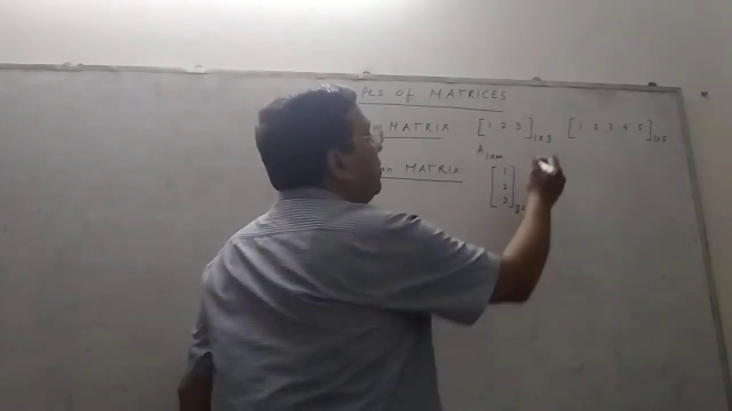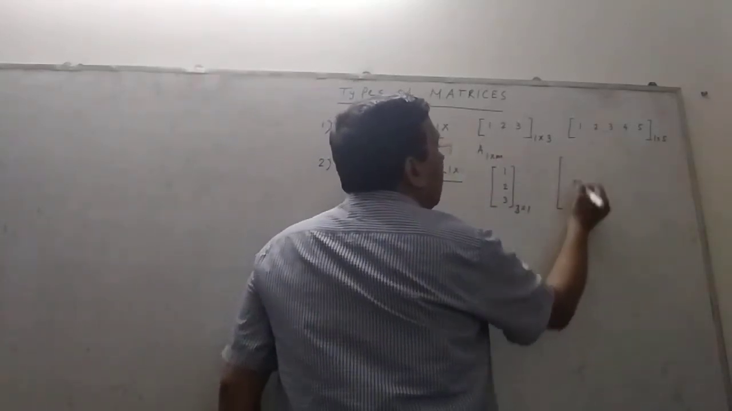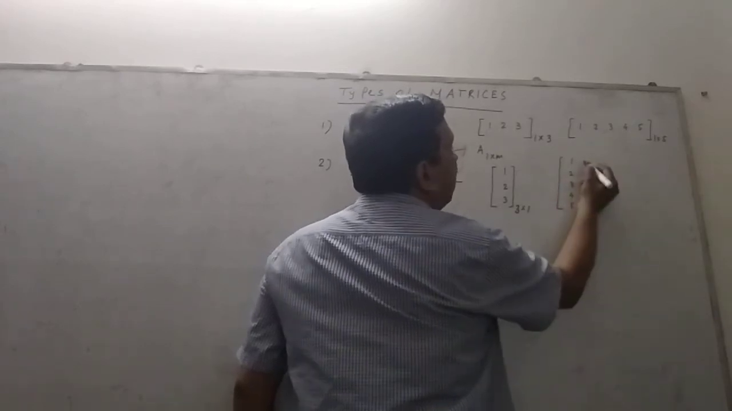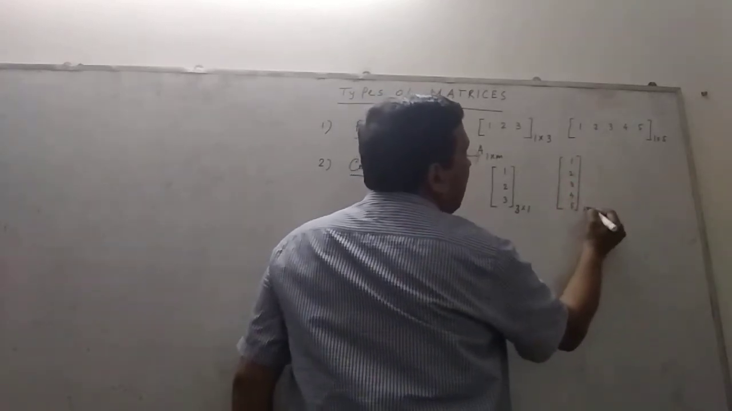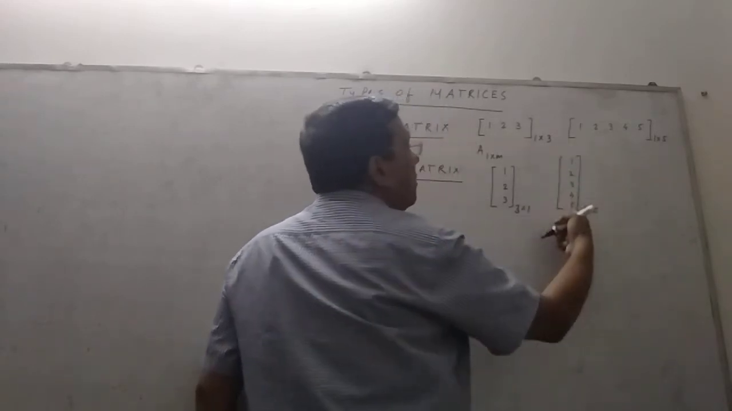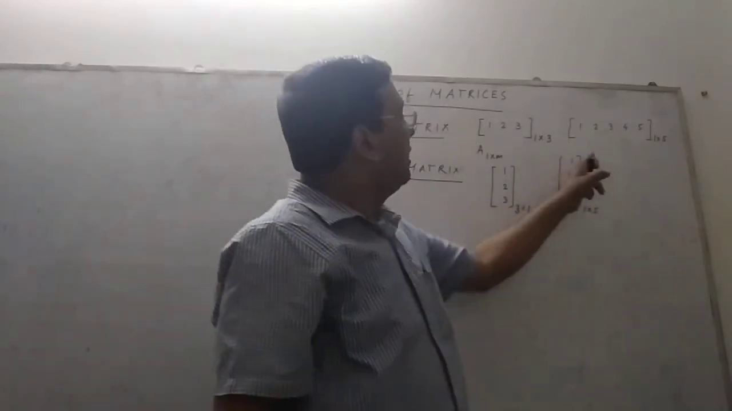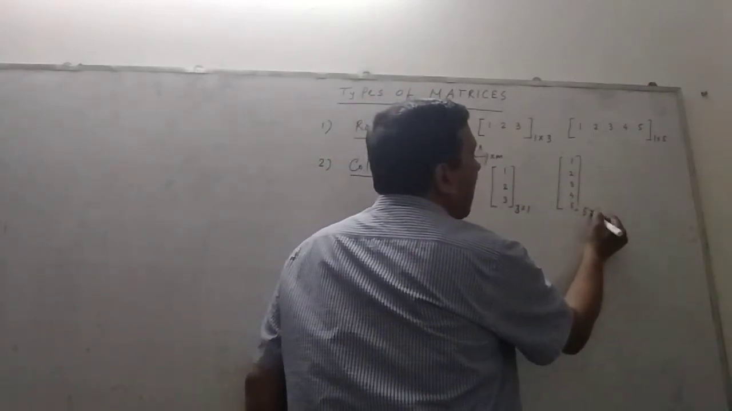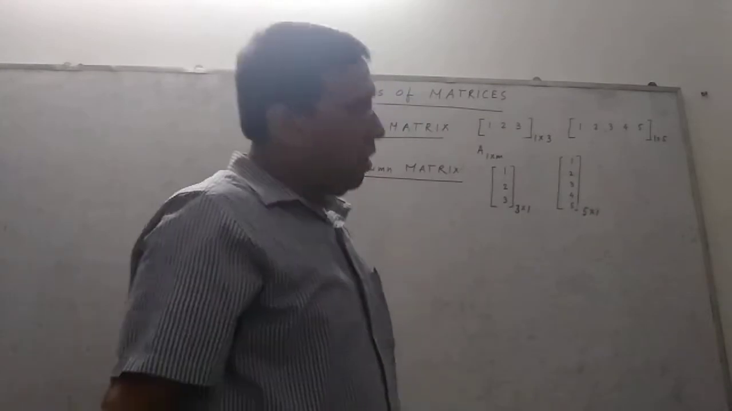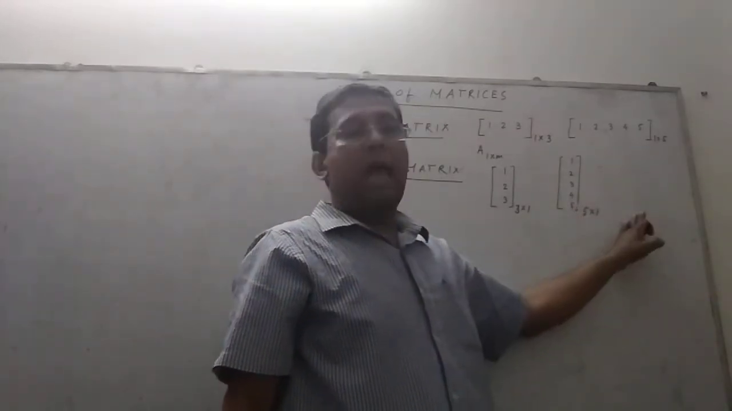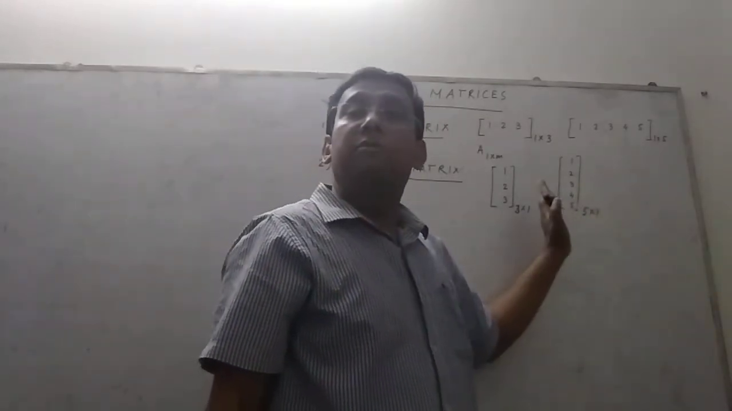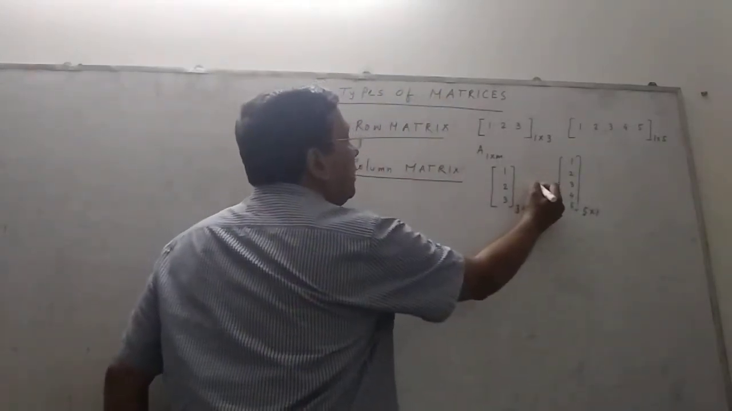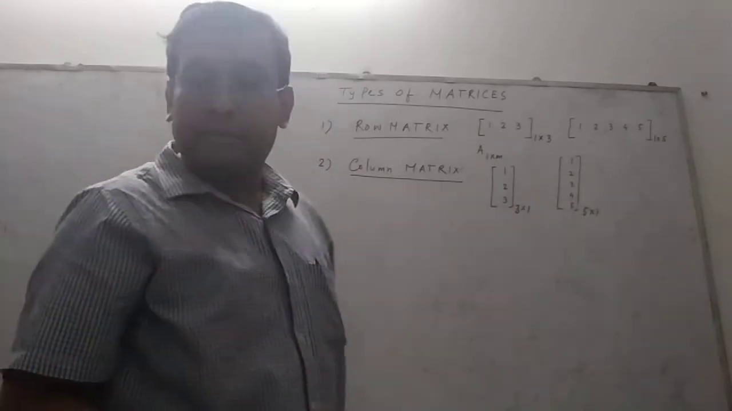Or we can say also in this way: 1, 2, 3, 4, 5. So this matrix is consisting of 5 rows and 1 column. Column should always be written in the second place and row should always be written in the first place. So this is a column matrix. Second example. So in this way, you can understand the column matrix.